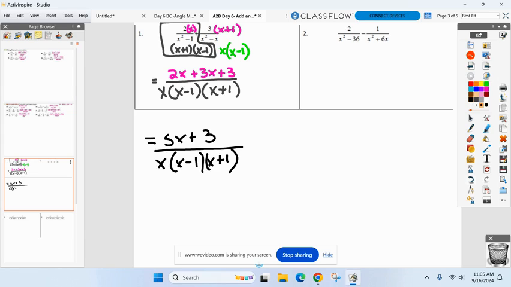You guys are working together, and you notice I can't cross those out because that 5x is connected with the 3. They go together. The addition side connects them. So I'm done. That's it right there. All good? That's as far as that can be simplified. Those two fractions can be added to each other. Questions?